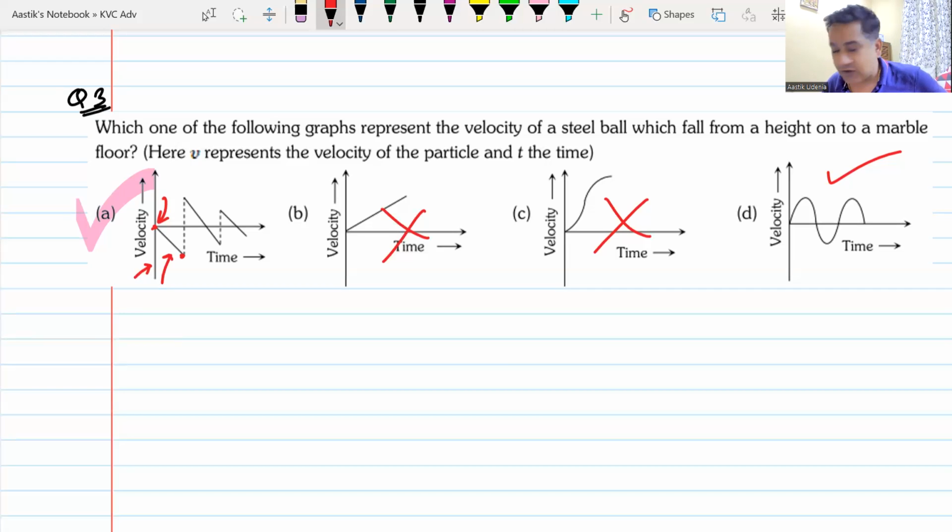Then it falls with certain velocity. After falling, it will bounce back. Bounce back means the direction of velocity will be reversed. As you can see now, the direction of velocity has reversed. It will come up, and the velocity will decrease. Velocity is decreasing. It will become zero. Then it will come down again, bounce back. The velocity will keep on decreasing until it stops eventually. The only graph which represents this is graph number A, and that is the correct graph. Do we understand this? Yes or no?